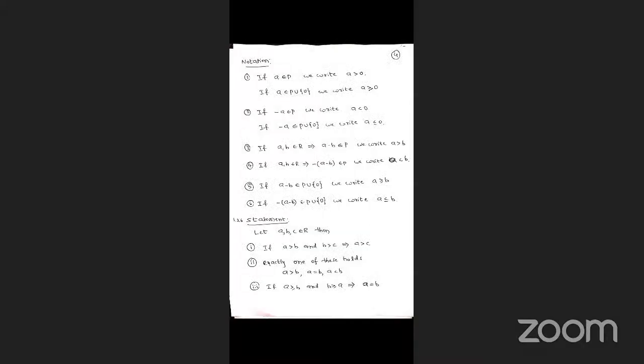Okay, next some more notations are there here. Suppose I am taking A belongs to P. We write A greater than 0. Here A is strictly positive, not any negative number. Why? Because P is the strictly positive number set, and we are taking one positive number A. We write in mathematical notation A greater than 0.